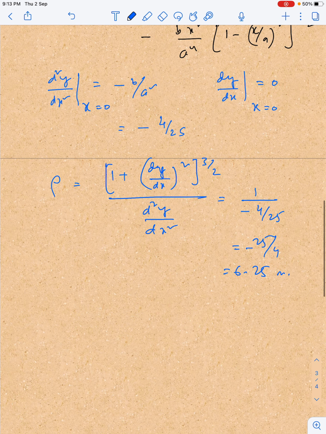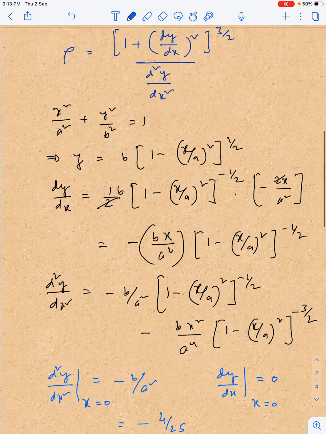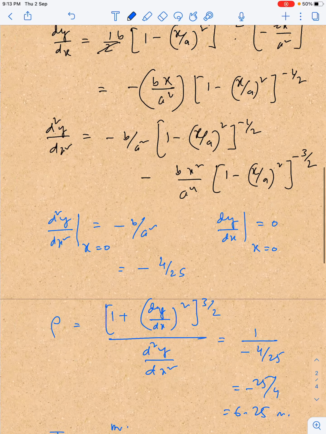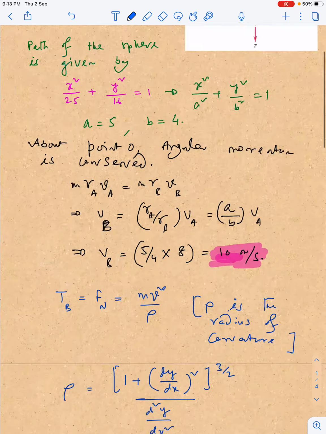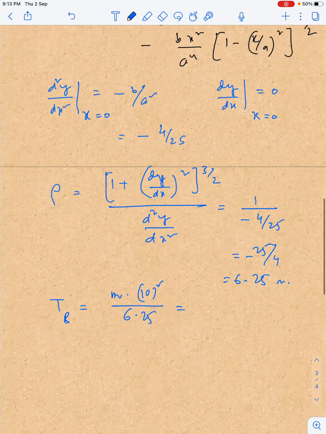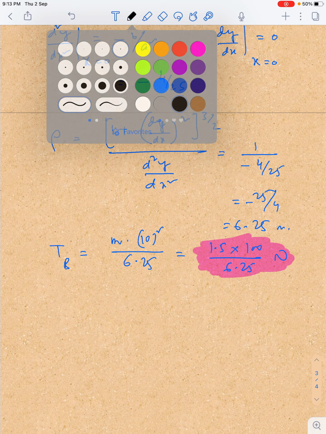तो अगर 6.25 मीटर आ गया तो फिर मैं टेंशन तो निकाल ही दूंगा, दैट इज m इंटू वी स्क्वायर बाई rho. वी मतलब वी वॉज कमिंग टू बी 10. सो मैं लिख देता हूँ, दैट इज 10 स्क्वायर डिवाइडेड बाई 6.25, and m already we have taken to be 1.5 kg, so it will be 1.5 into 100 divided by 6.25 Newton. So that will be your final answer, right. So that's the method in which we have to solve the question.